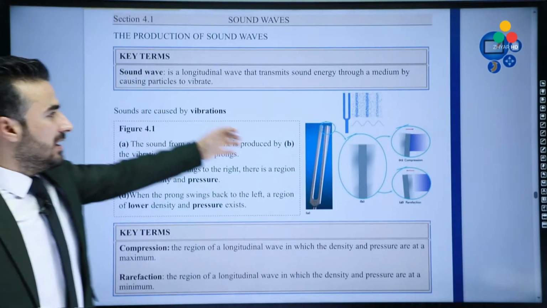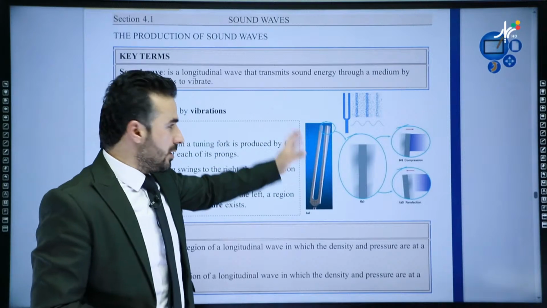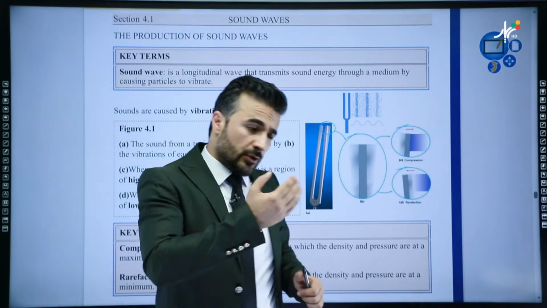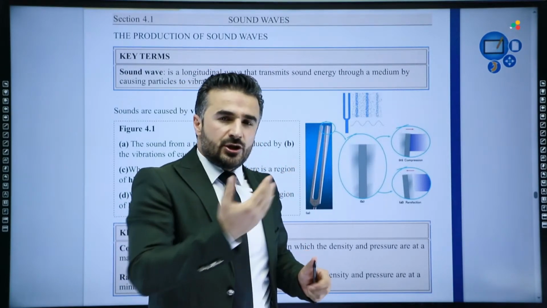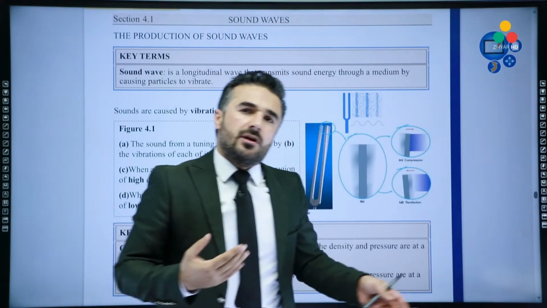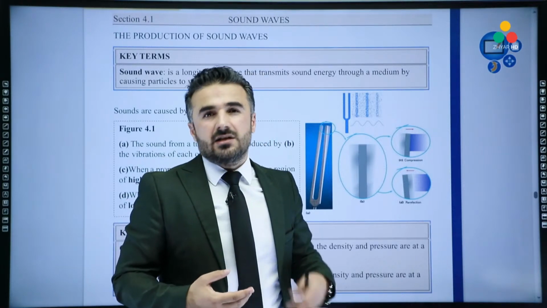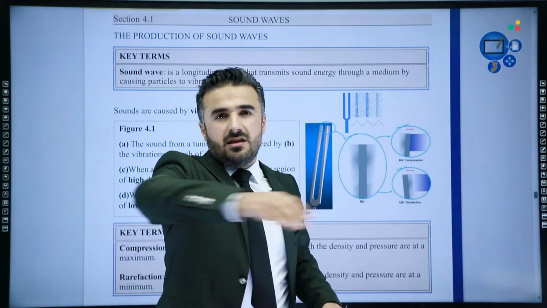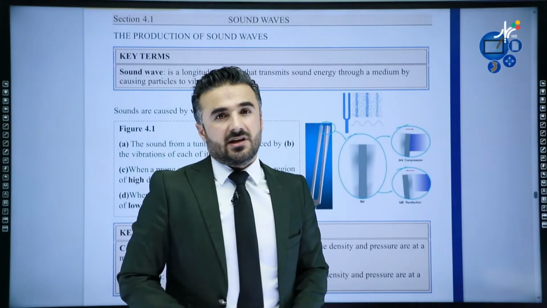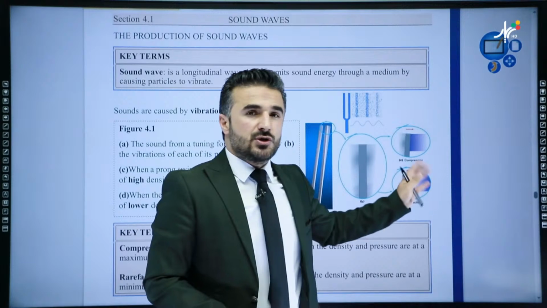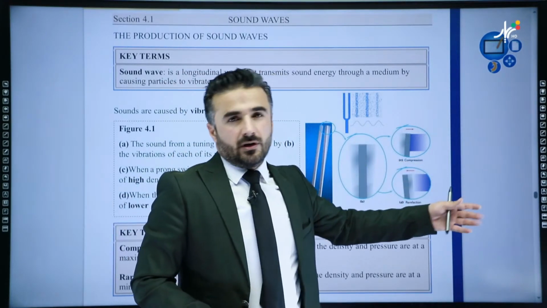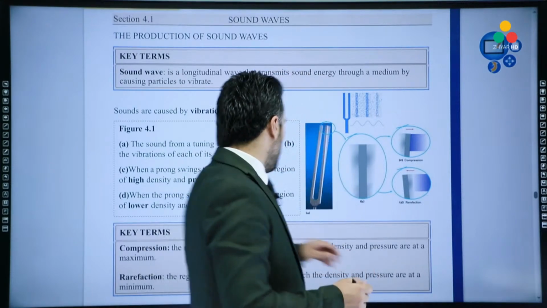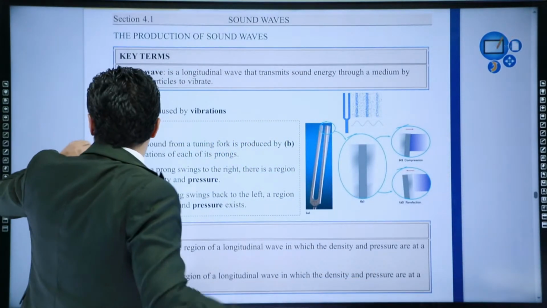Now let's say we have a tuning fork. What happens when you strike the tuning fork? It will vibrate. This vibration will cause the air nearby to vibrate, and the vibration will pass through the given medium, which is the air in this case. When these vibrations pass through the air particles, they create a series of regions. What did we call those regions? We call them compressions and rarefactions, if you remember.